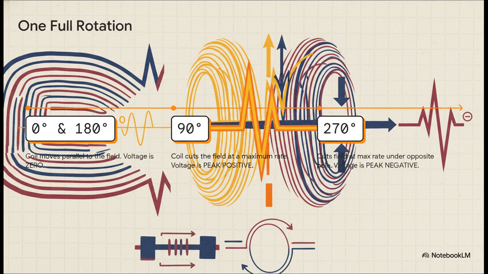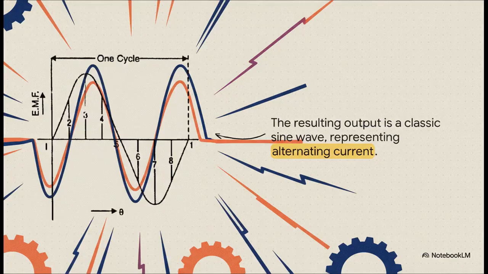At 270 degrees, it's vertical again, cutting at max speed, but look, it's moving in the opposite direction through the field, and that reverses the flow, creating a peak negative voltage. And what you get from all that is this beautiful, classic sine wave. The voltage smoothly rises to a positive peak, falls back through 0, hits a negative peak, and then comes back to 0 again. This, right here, is alternating current. And this is our problem.